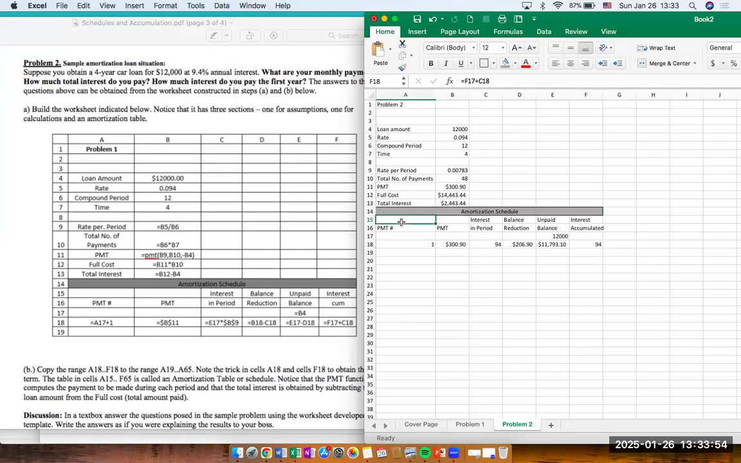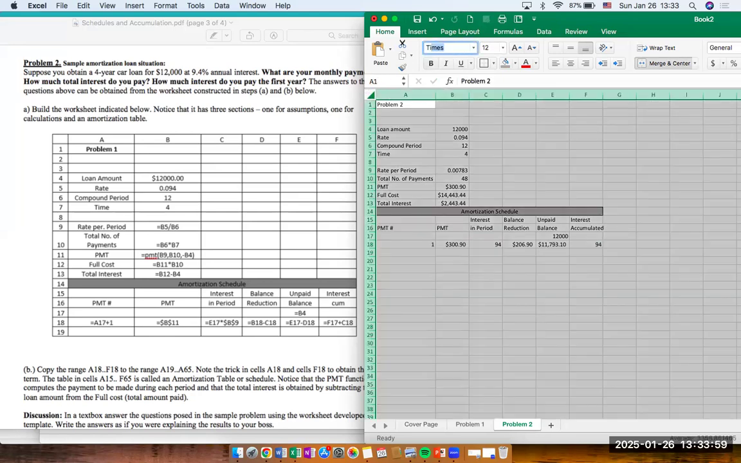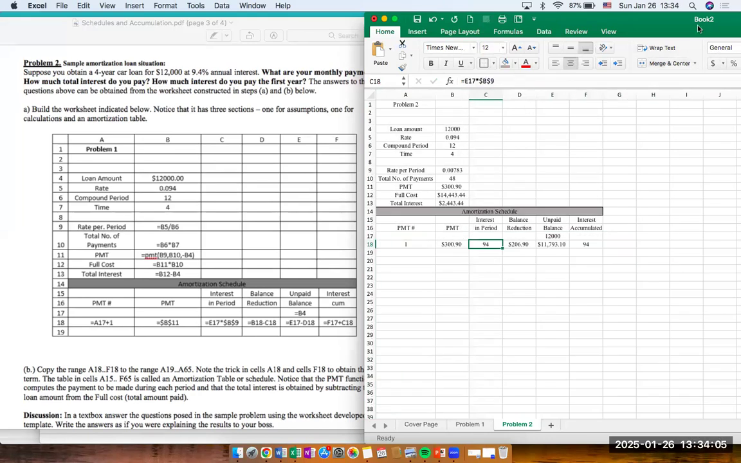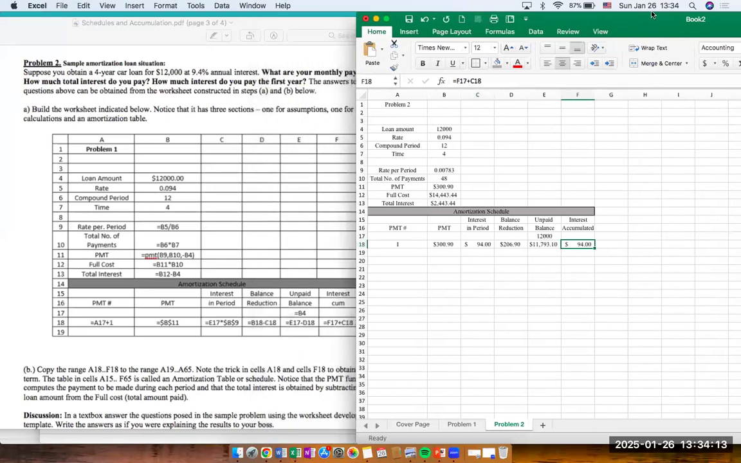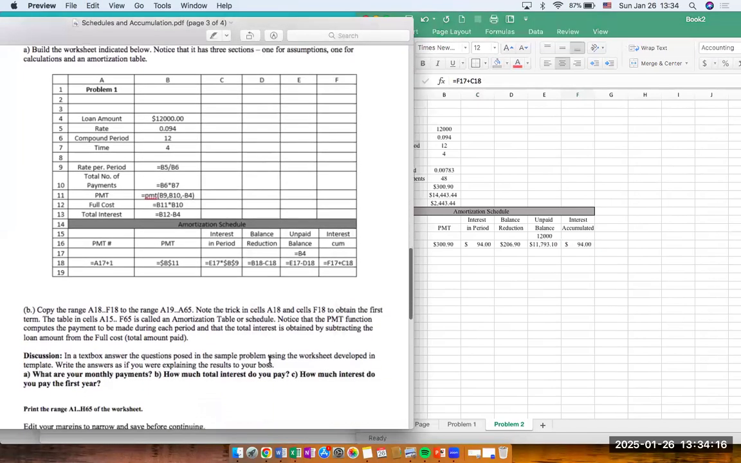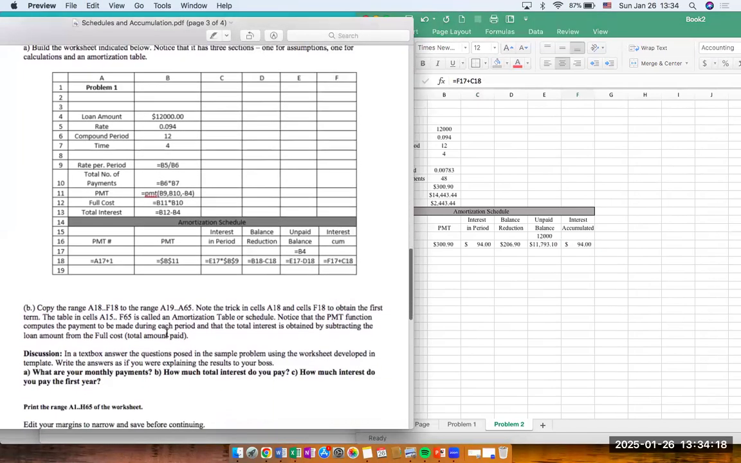Now I'm going to center everything before I move along too far. And I want everything centered. I want this to be a dollar amount and another dollar amount. There we go. So now it says, so we actually did this part. And then all we have to do is now just drag each cell down.